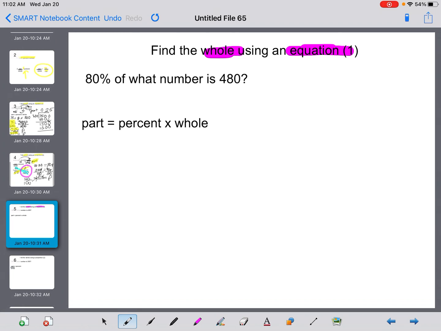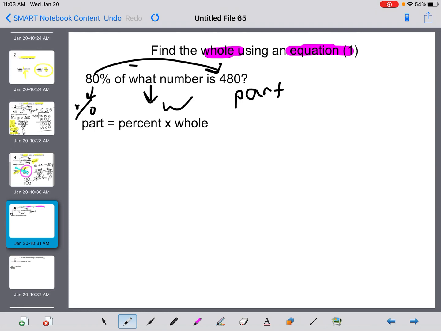So again, here we have a question. 80% of what number is 480? So the percent's always easy to identify because it literally tells you. But now we need to ask ourselves, are we finding the whole or the part? Now obviously we're finding the whole because I just told you that on my highlighting up there. But again, look for that is. 80% is equal to 480. This is our part. So I want to find my whole. The whole is what I don't know.